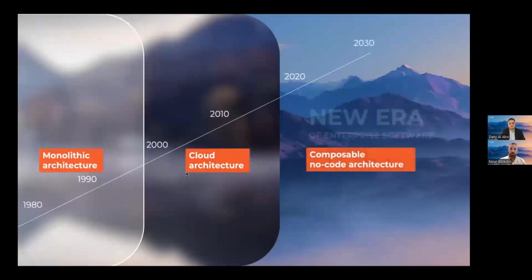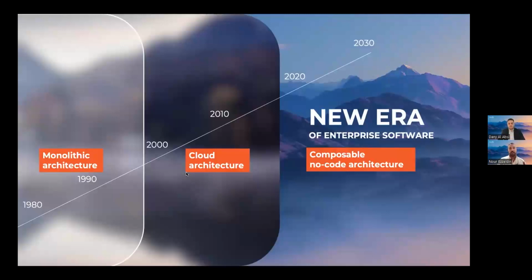So let me walk you through the timeline of enterprise software architecture throughout the years. In the 90s, we started with a monolithic architecture, which is basically having your application as one heavy piece of code. And this was very difficult for you to do any kind of customization, or add additional features or functionalities for your business. It would take months and sometimes even years.